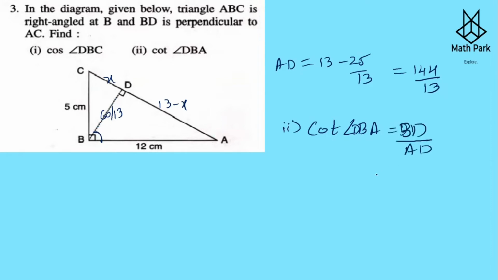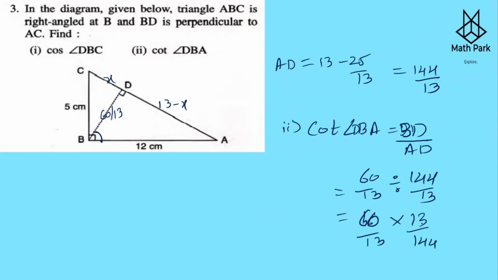So value of BD is 60 upon 13 divided by AD, which is 144 by 13. So let us simplify this. 60 upon 13, put this becomes in multiplication. This is 13 upon 144. 13 and 13 got cancelled. 60 and 144 both are divisible by 12. 12 5s are 60 and 12 12s are 144. So we got the value of cot angle DBA as 5 upon 12.